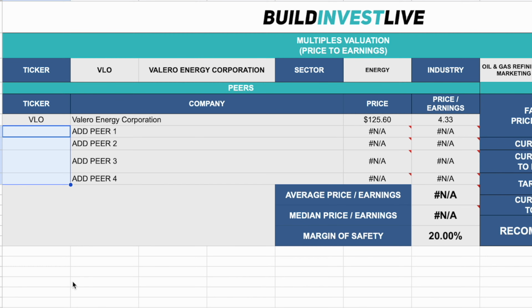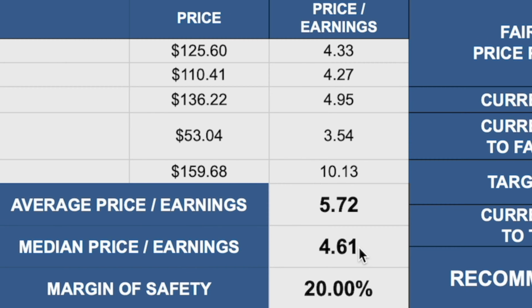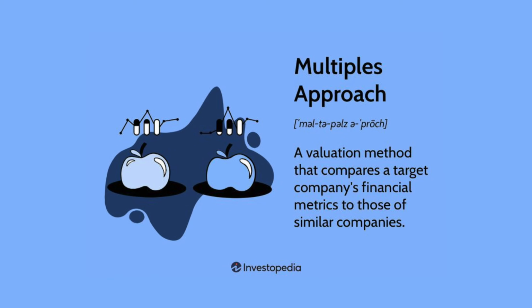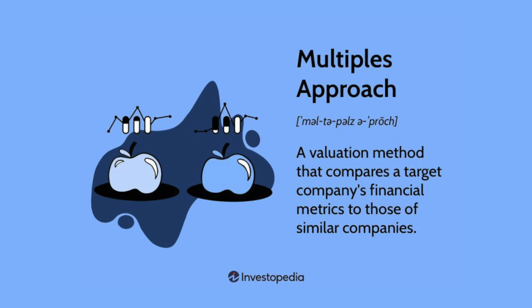Welcome back, everybody. Today, I just wanted to really quickly run through a multiples valuation for a stock. Multiples valuation is a very quick way to get a relative fair value of what a stock might be worth. How it works is it takes a price metric of a certain stock, let's say price to earnings, price to cash flow, something like that, and it compares it to a group of the stock's peers, basically their average or median of the same metric.